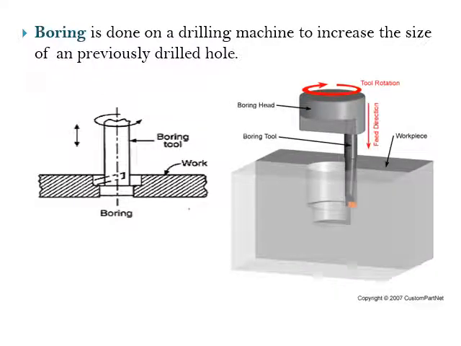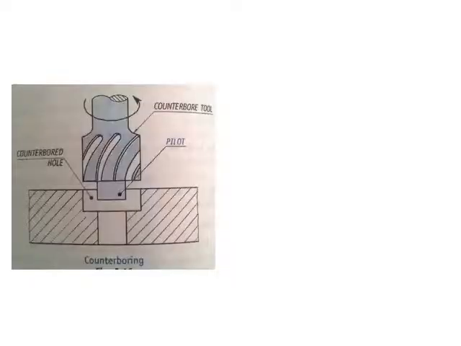So you can see the boring tool, 3D view. This is a boring tool. This one is a boring head, the direction of the feed and the workpiece, and then tool rotation. So this is the boring operation. Enlarging an already drilled hole is called the boring operation.